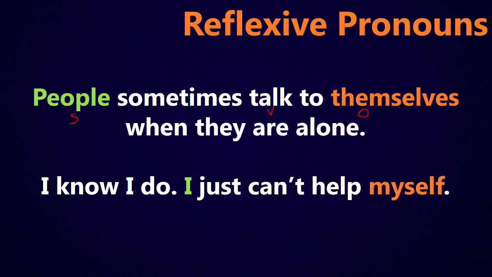I know I do. I just can't help myself. So here, the subject is I. The verb can't help. And the object of the verb is myself. So you see, because the subject I and myself are the same, then I use the reflexive pronoun. I don't say, I just can't help me. I say, I just can't help myself.